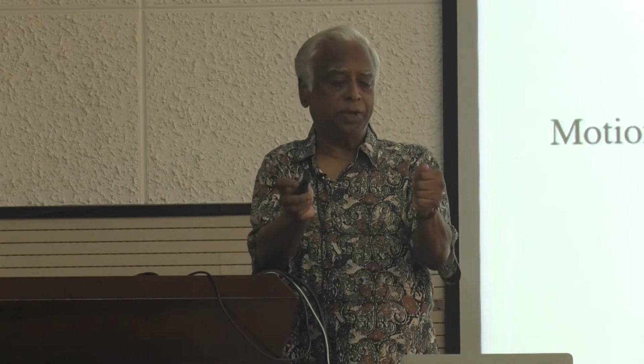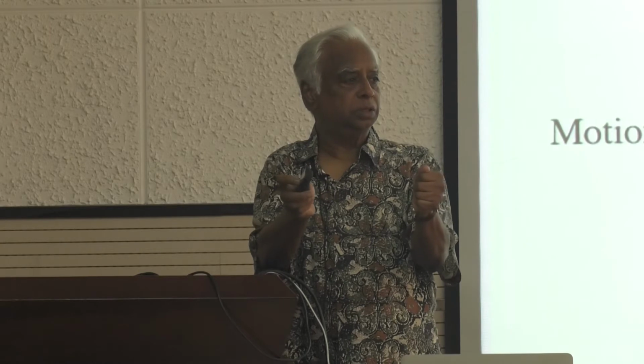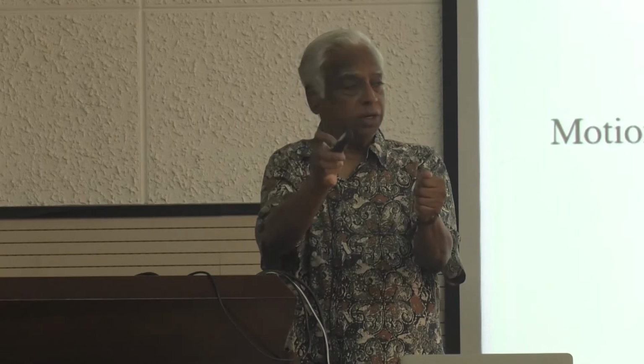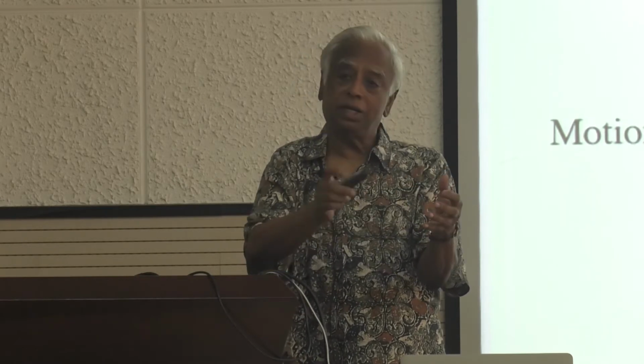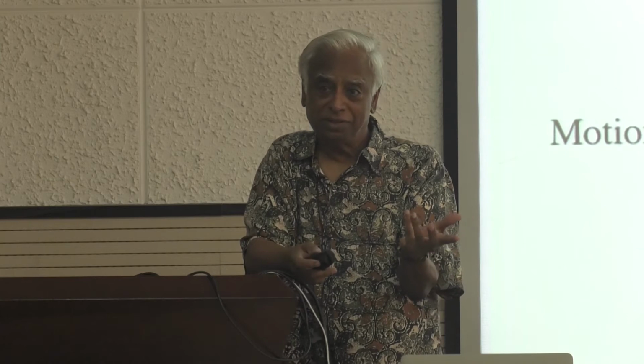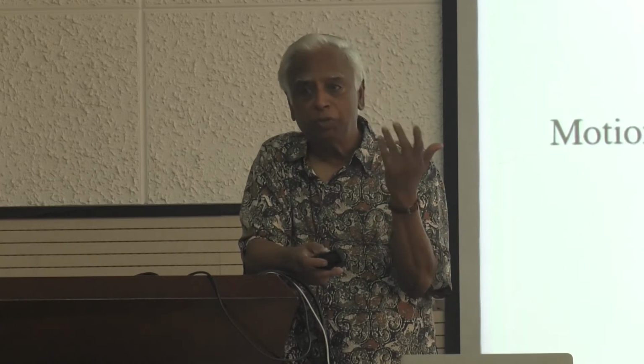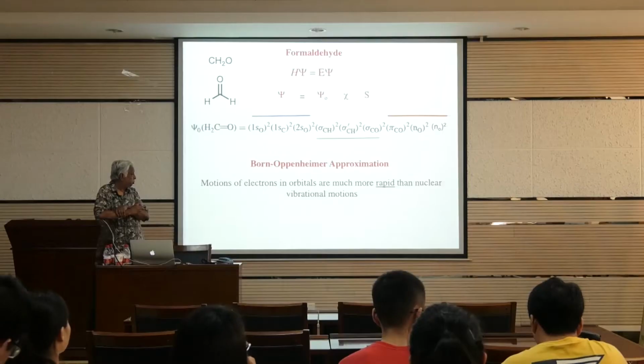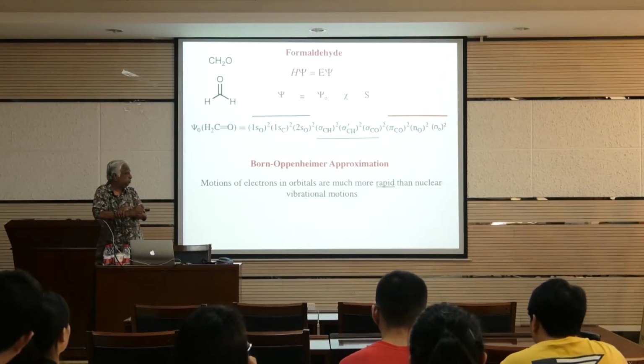But in reality, it is not fixed. In reality, the two atoms are always moving around a little bit. If the nuclei move around a little bit, the electrons are also moving around a little bit. If the electrons are moving around a little bit, all the things that we got here are not completely right. But there is no other alternative. So we will proceed with the same thing. Okay? So motions of electrons in orbitals are much more rapid than nuclear vibrational motions.